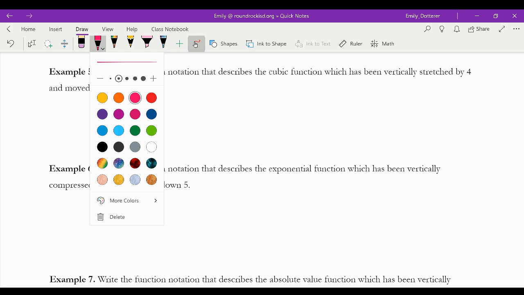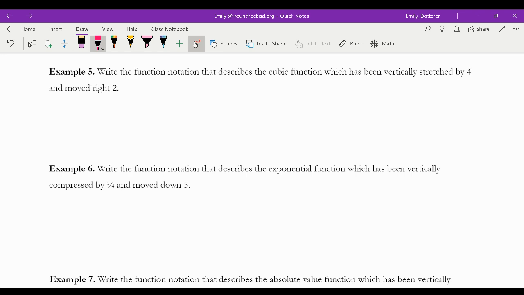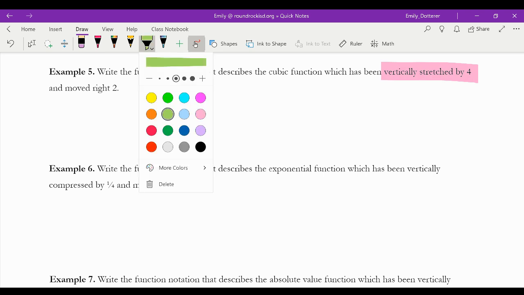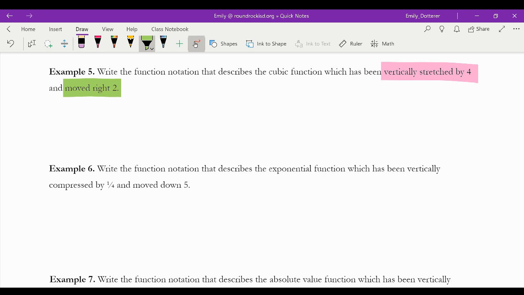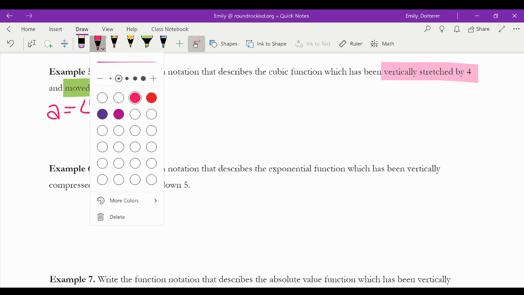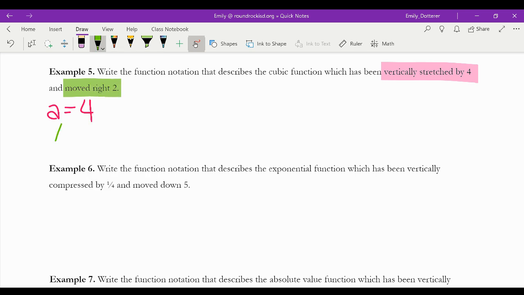So if you're asked to write the function notation, that's what you need to put. This time we want to write the function notation that describes the cubic function, which has been vertically stretched by 4 and moved right 2. So it's been vertically stretched by 4. It doesn't say anything about a reflection, so it'll be positive 4. We know that the graph goes right 2, so it'll be x minus 2. And there's nothing about it moving up or down, so we don't have to worry about the d value for this one.